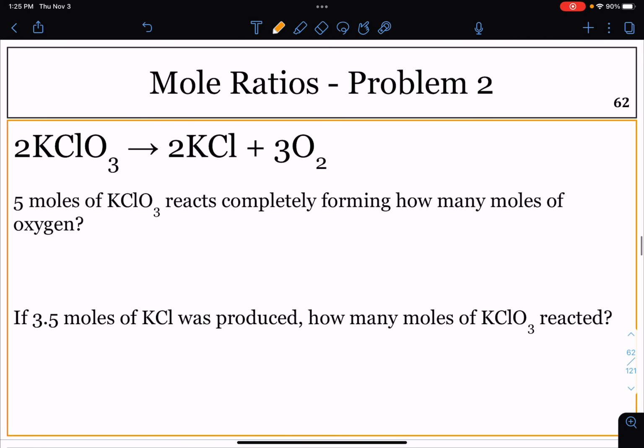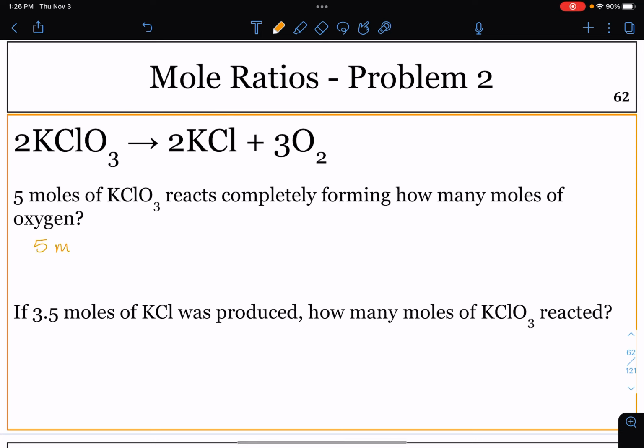Let's do problem 2 together. We have a new chemical reaction with a 2 to 2 to 3 mole ratio. 5 moles of KClO3 reacts completely, forming how many moles of oxygen? So we're going to start with what the problem gives us, 5 moles of KClO3. Open up your unit conversion. We need to use the mole ratio as the unit conversion. We will put moles of KClO3 on bottom so that we can cancel the moles of KClO3.